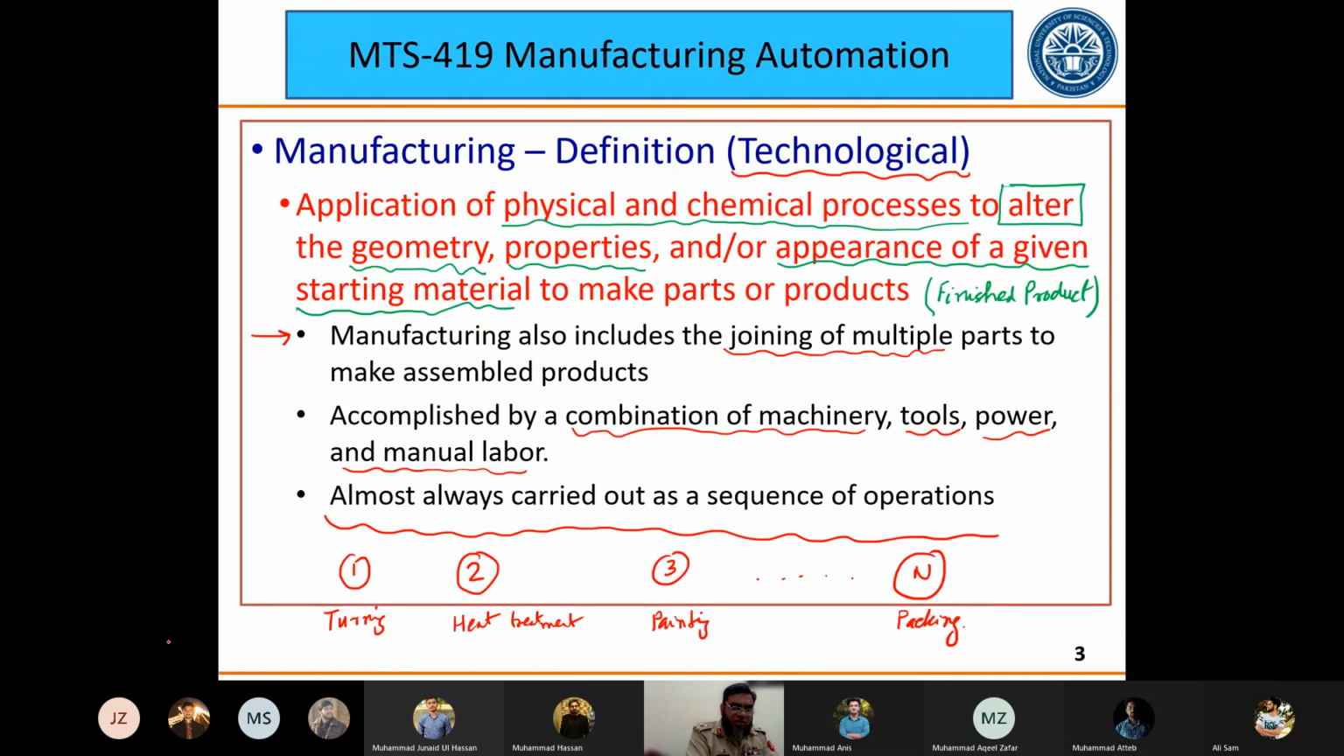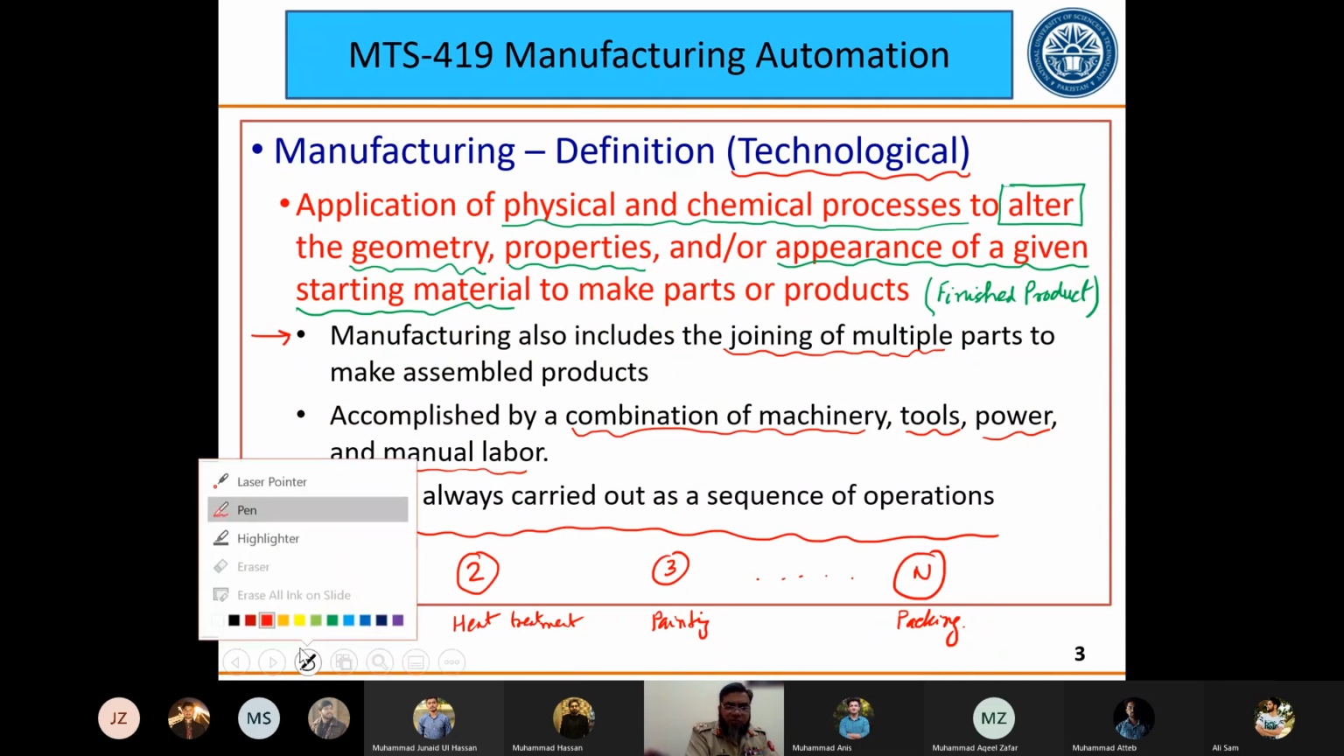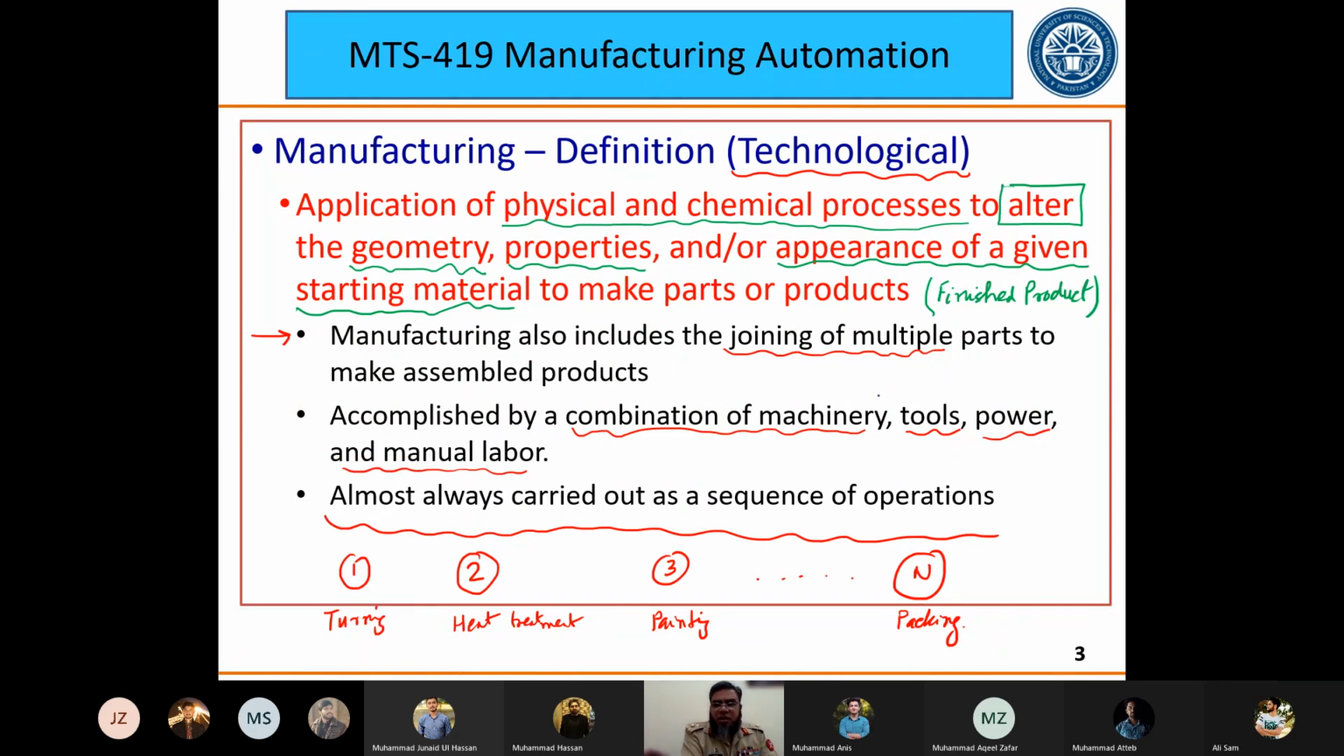I'll go with magenta color today because this slide already has some colors in it. So let us define the technological definition of manufacturing. I'll just read it for you: application of physical and chemical processes to alter the geometry.